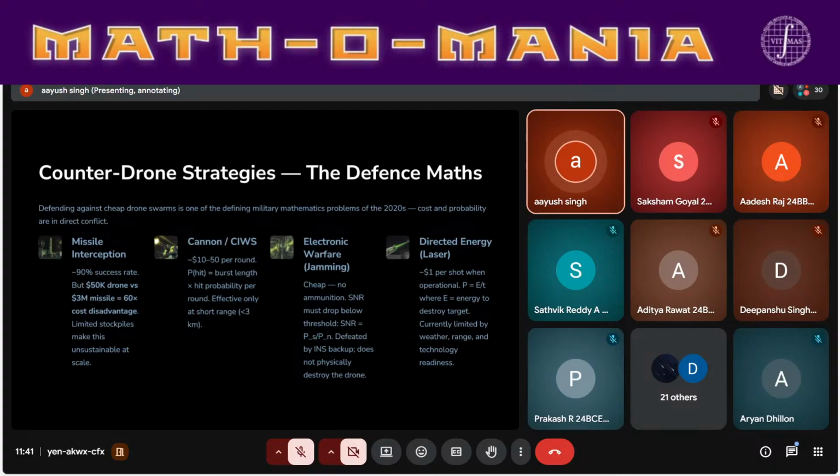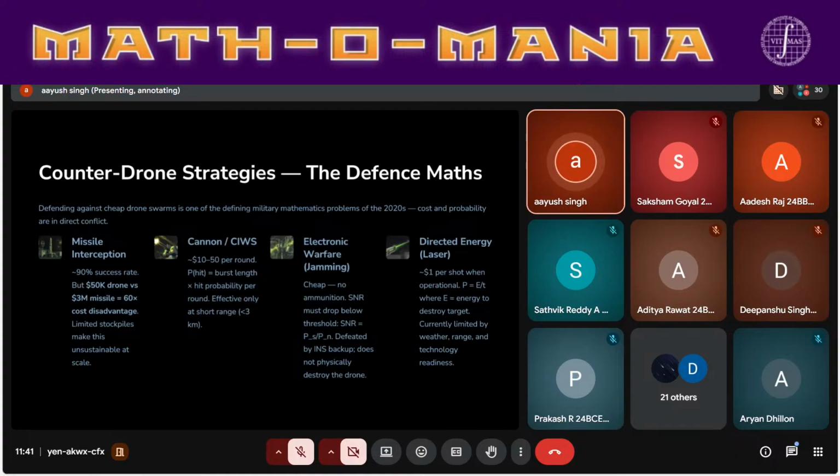The other solution to these drone strategies is cannon. We use cannons which cost $10 to $50 per round, and its hitting probability is equal to the burst length multiplied by the hit probability per round. But the problem is that it is effective only at a short range, less than 3 kilometers.